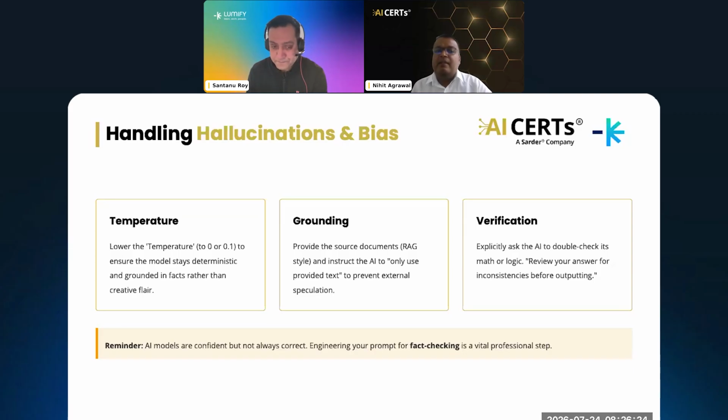Next, what we have is grounding. So here we can tell the AI to look for this in a specific source, instructing it to rely on the content. And the third we have is verification. So here we ask AI to check your math, review your logic, look for mistakes. So basically, AI double checks everything before answering.